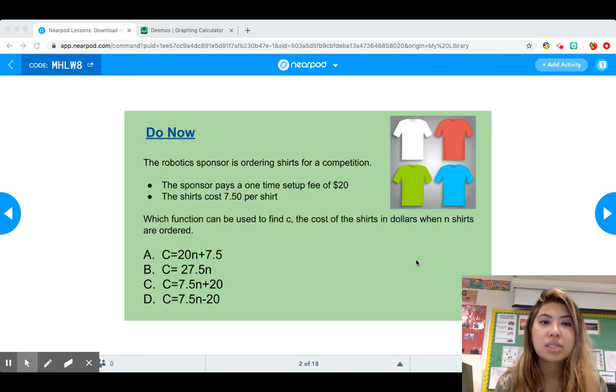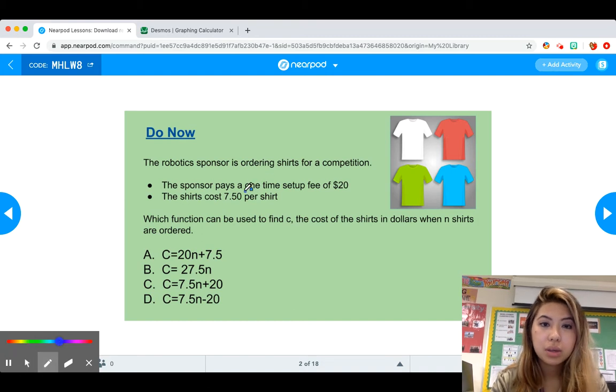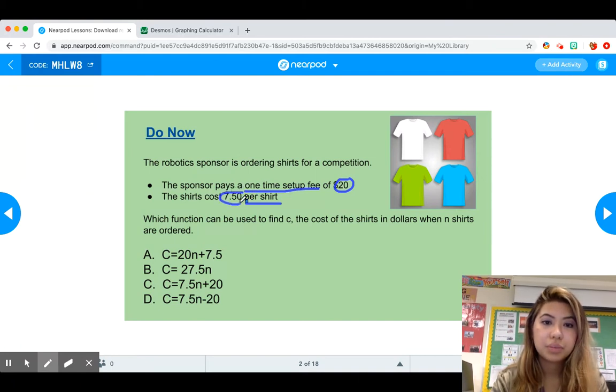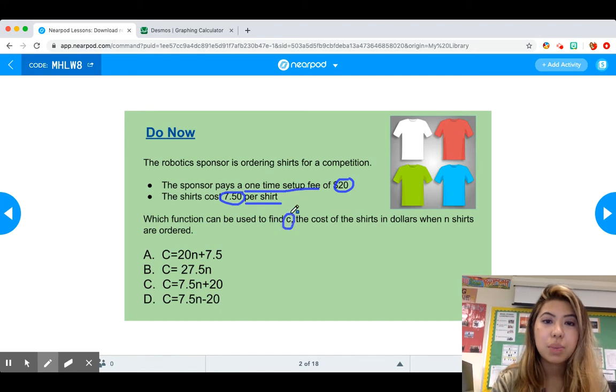Our do now is the robotic sponsors ordering shirts for a competition. The sponsor pays a one-time startup fee of $20. The shirt costs $7.50 per shirt. And the question is, which function can be used to find C, the cost of the shirts in dollars when N shirts are ordered? So C represents the total cost and N represents the number of shirts.